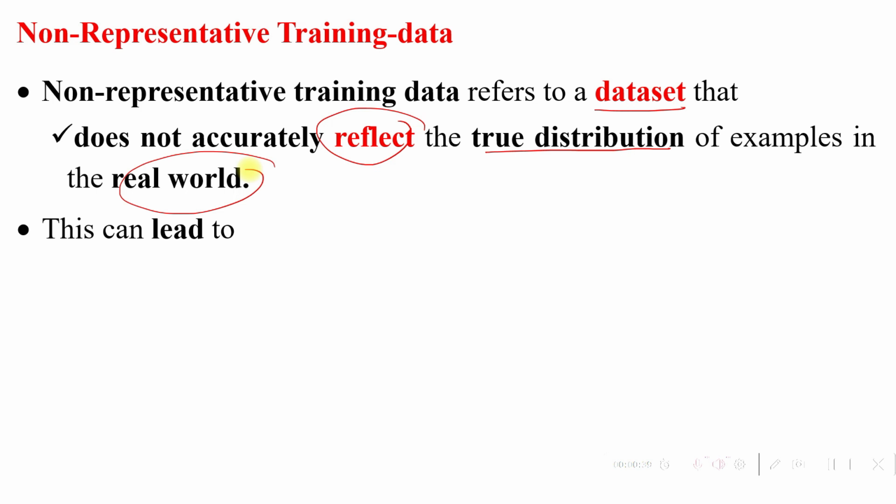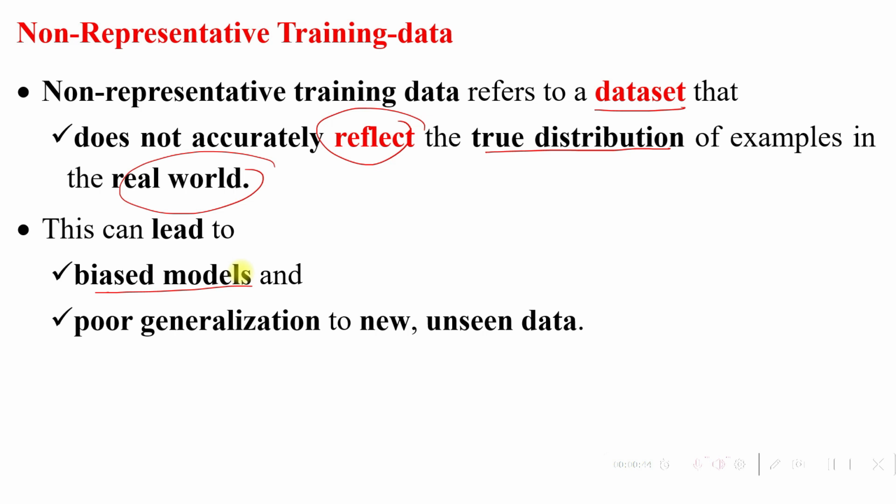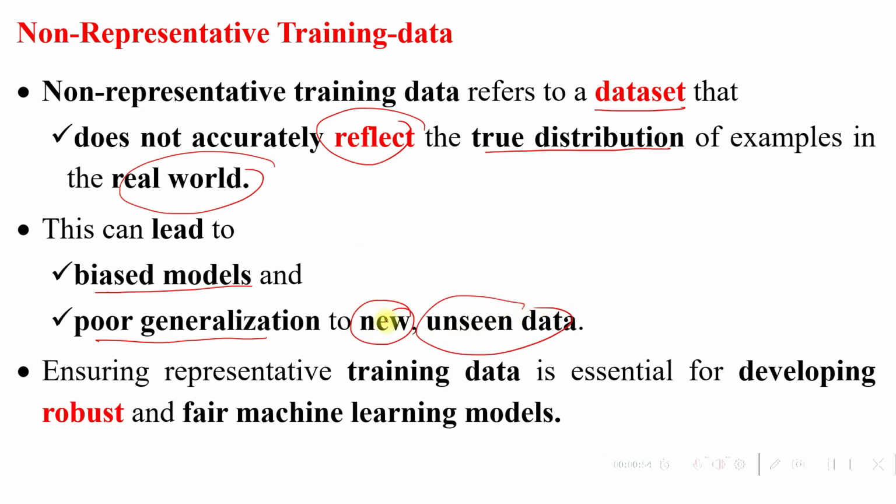This can lead to biased models and poor generalization to new or unseen data. Ensuring representative training data is essential for developing robust and fair machine learning models. That means in order to develop the best model for machine learning, we require all the training data.